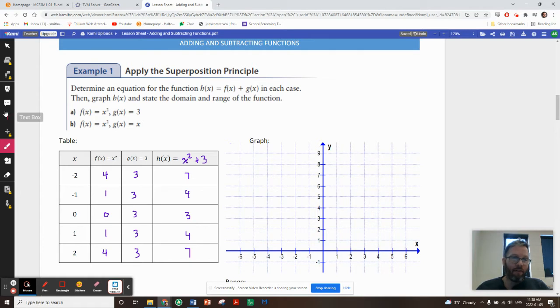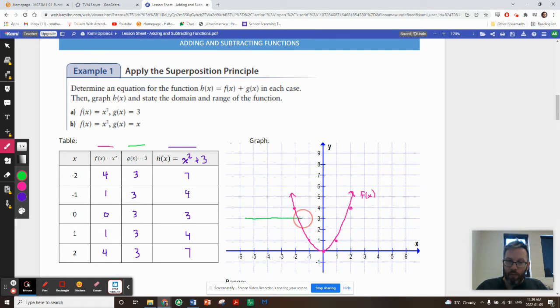Now, if we're going to graph these, maybe I'll use green for that one, and I'll use this color. You can choose to do whatever you like in your own notes, but of course, we all know what the basic parabola looks like. So there's our graph of f of x. g of x is the constant function, 3. Pretty easy to draw.